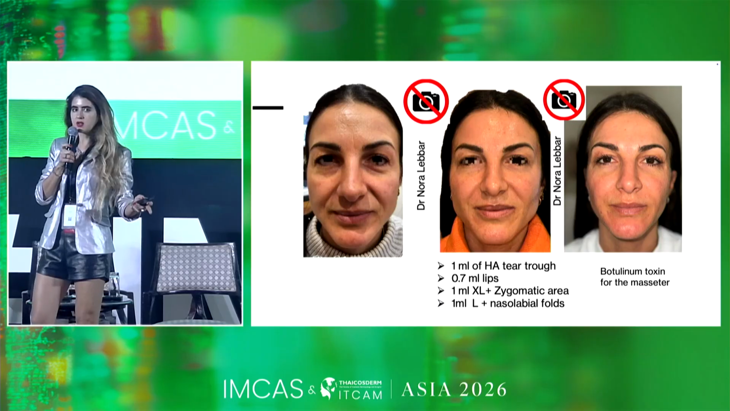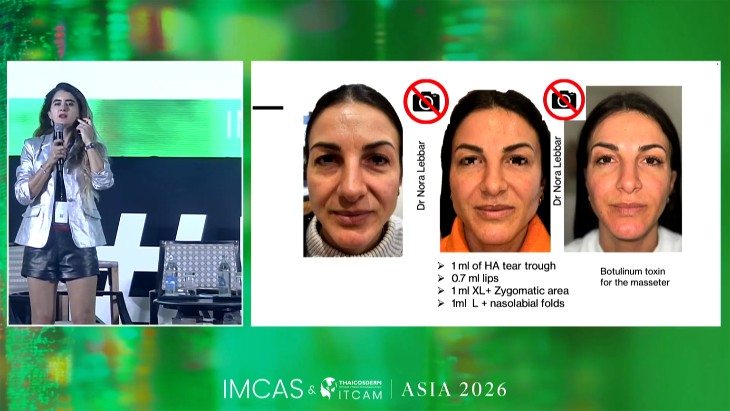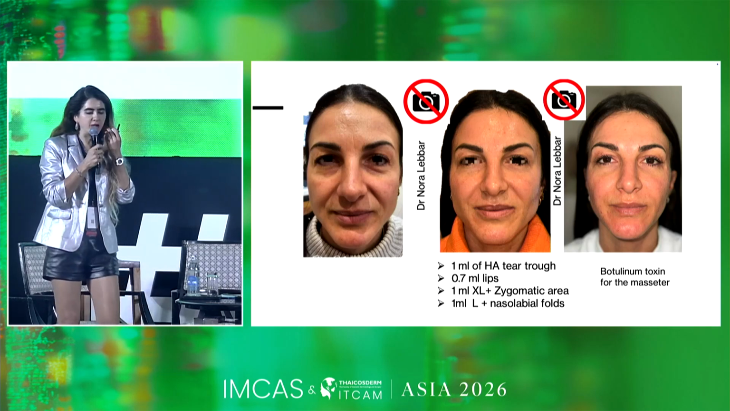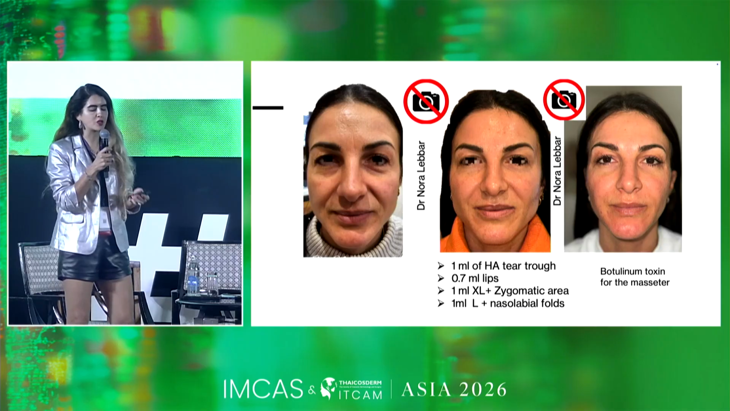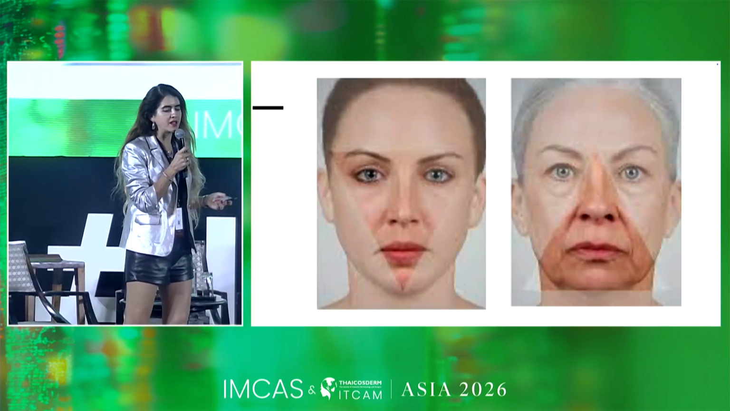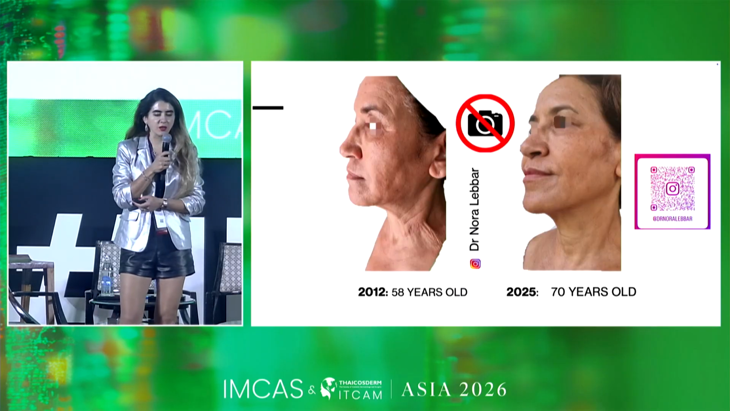Not all can have these results with a minimal quantity. I did tear trough, cheeks, lips, and I did the masseteric treatment with botulinum toxin to have a very smooth face, if you see, but not all are able to use a very small quantity of fillers, so we have also energy-based devices. You can really change and invert the aging triangle.